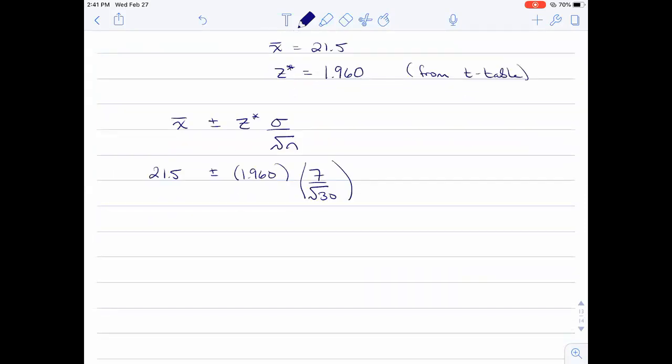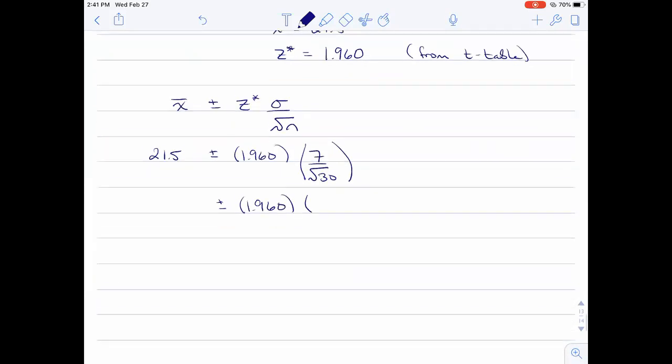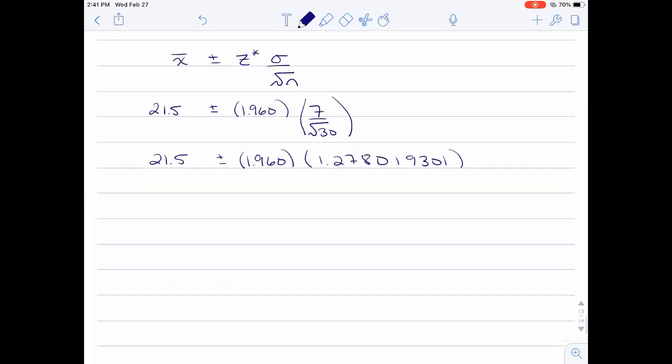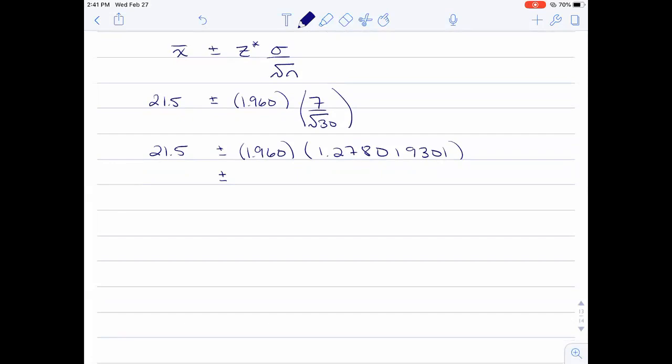7 divided by the square root of 30. So I've got plus minus, keep the 1.960 for now, times 1.27801931. Keep the 21.5 up there. Now I can multiply that by 1.96. And if you skipped straight to this part, that's fine. Well, I mean, skip that one step. Plus or minus 2.50491783.